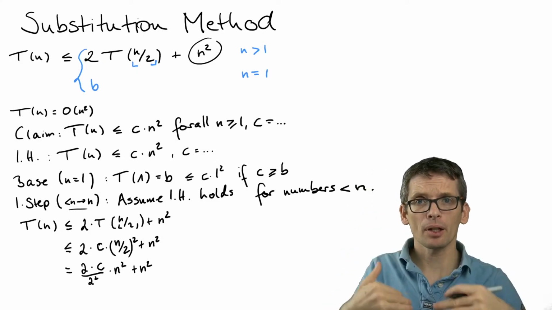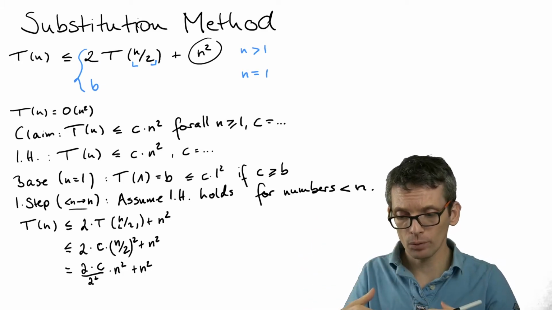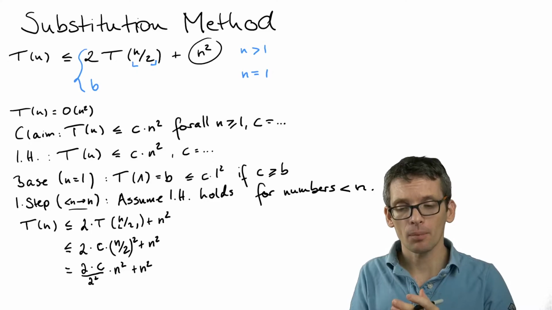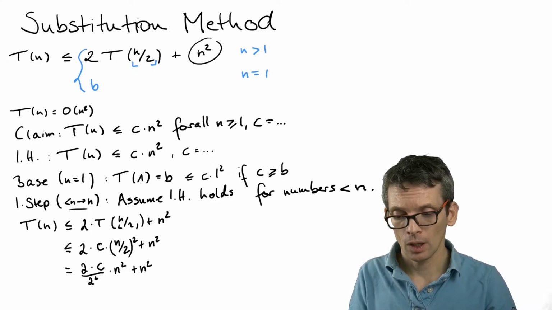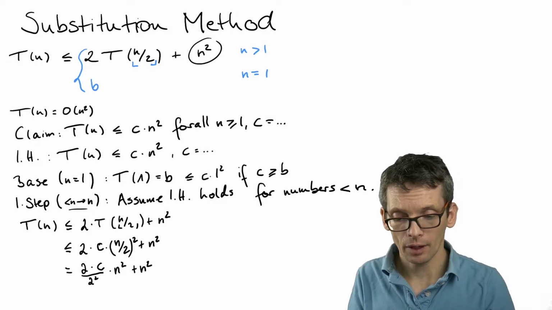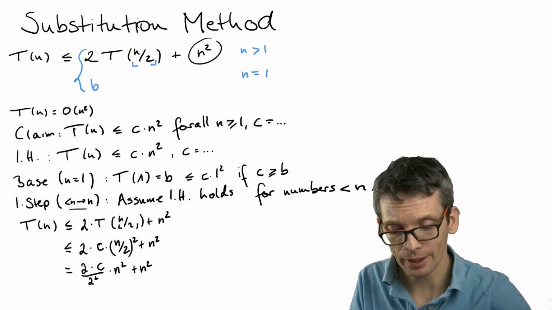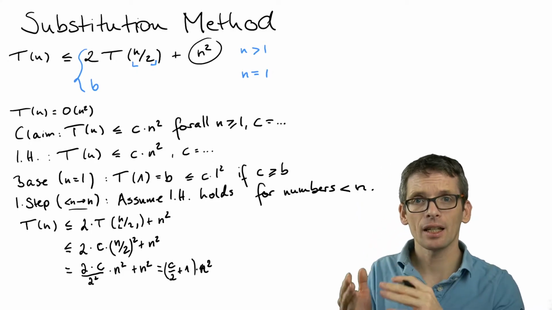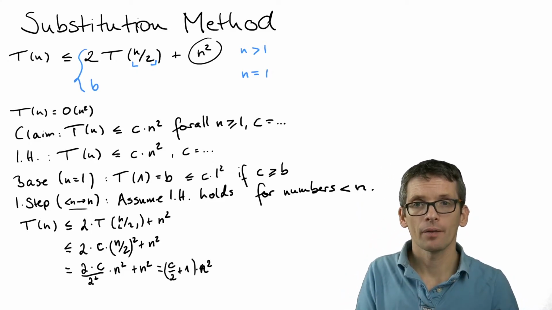So n divided by 2 squared is n squared divided by 2 squared. So now we have here a term 2 times c divided by 2 squared. So that is simply c half. And then if I take n squared outside, I get the following. I get c half plus 1 times n squared.